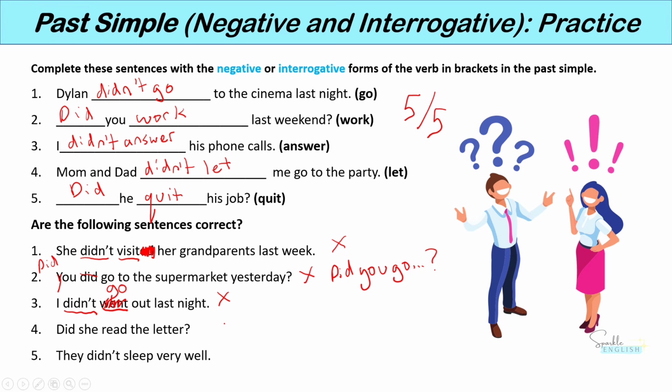Number 4, did she read the letter? That's correct as it is. Did she read the letter? And number 5, they didn't sleep very well. That is also correct as it is. Okay, so how many did you get out of 5 for that section? So a total of how many out of 10?